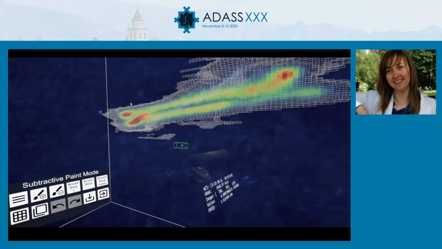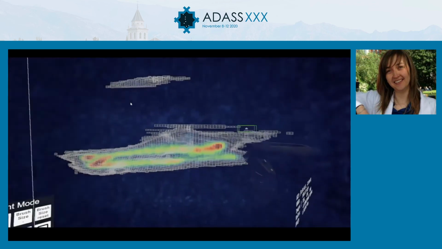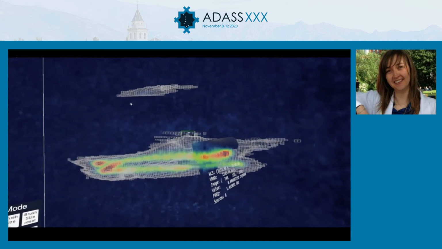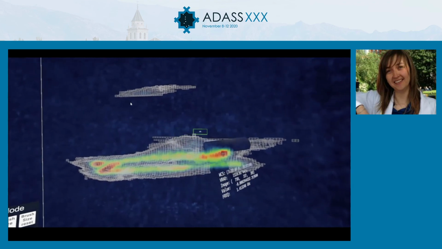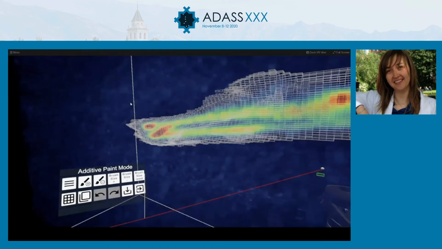And you can delete voxels in these cases. So you go and delete features that you're not interested in, and that might affect your calculation as well, for example if you are interested in the velocity map of these. But of course, sometimes you want to do the reverse.